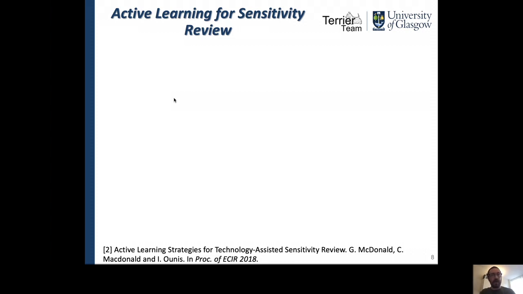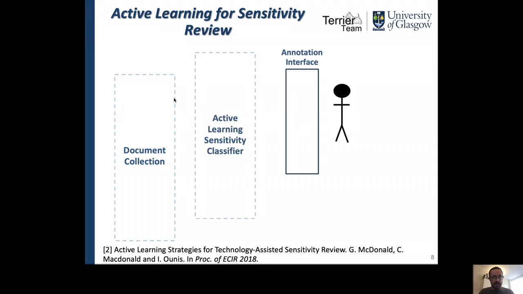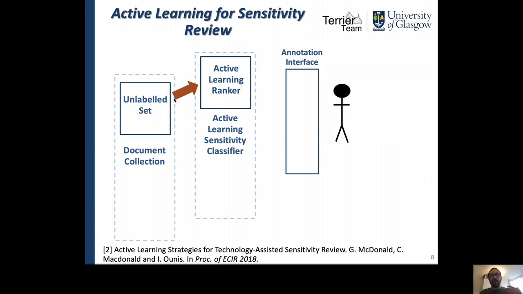How do we do that? We use an active learning strategy. We have a collection of documents, we want to build an active learning classifier, and we have the human reviewer, which is our main resource. We start off with an unlabeled set where we know nothing at all about the documents. We have this active learning ranker, which ranks documents by the priority in which they should be reviewed, in order to provide the classifier the most information so that we can learn a classifier more quickly.